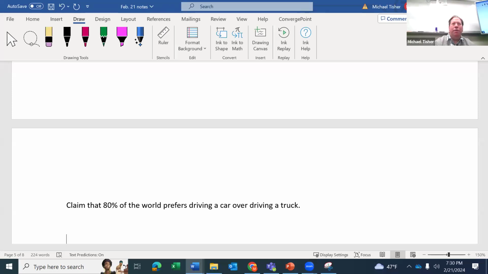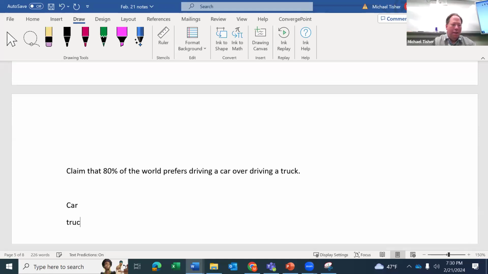Okay, now we're gonna test to see if that's true in this class. Okay, so Joel, what do you prefer, car or truck? Car. Okay, so we'll keep a tally here. Okay, so car is one. Tyler? Car. Okay, what do you, Angel? Car.